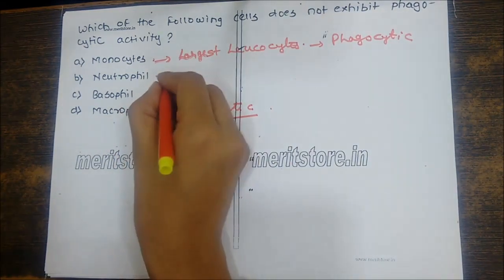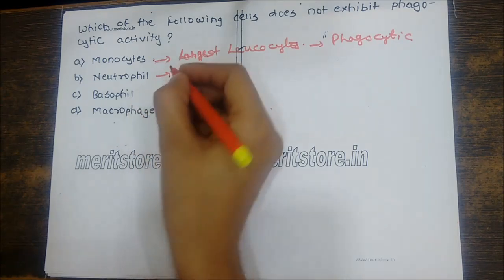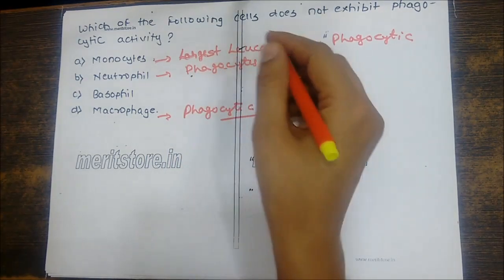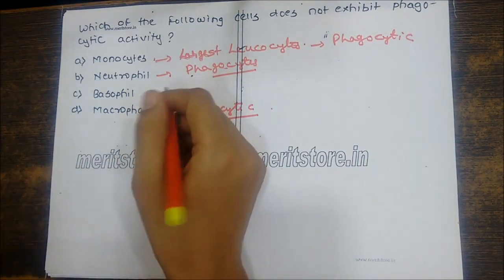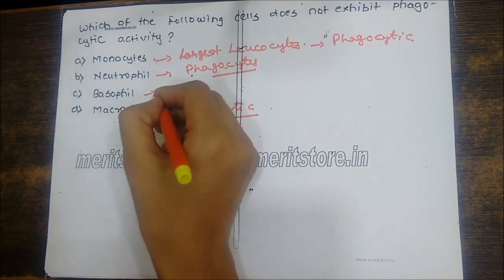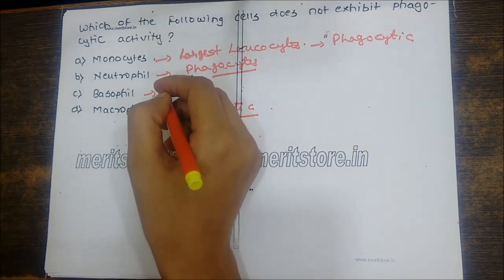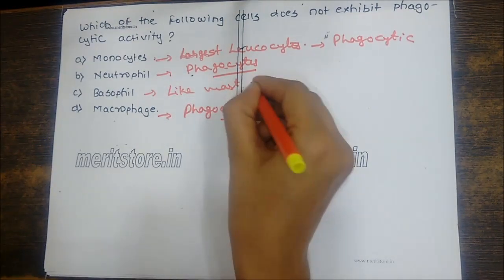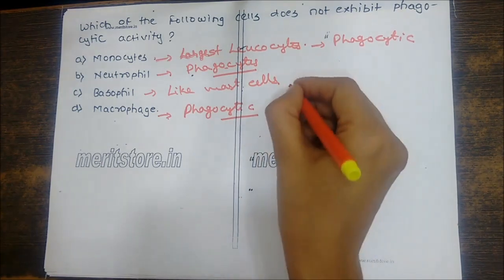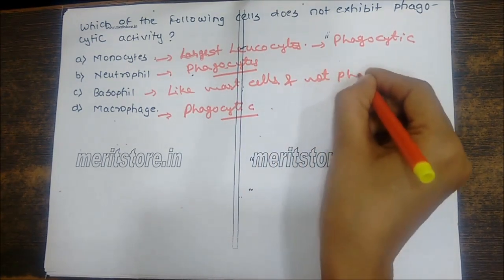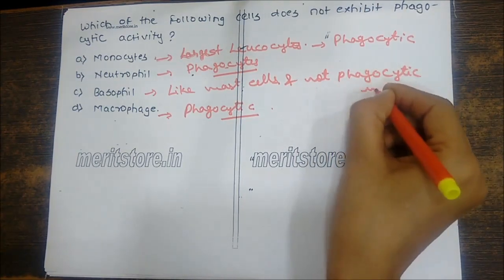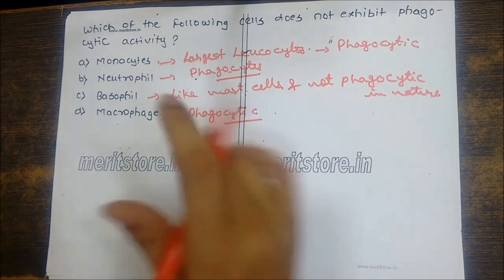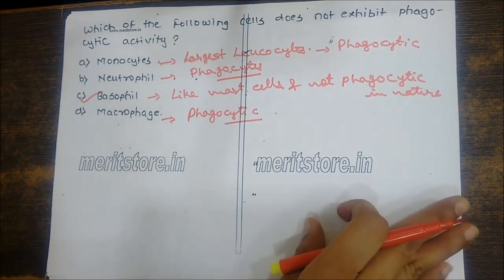Neutrophils have fine granules, and they are the most numerous of all leukocytes. They are also phagocytic in nature, and they eat germs. Basophils, meanwhile, are blood cells probably like the mast cells of connective tissues, and are not phagocytic in nature. So the cells that do not exhibit phagocytic activity are C, basophils.